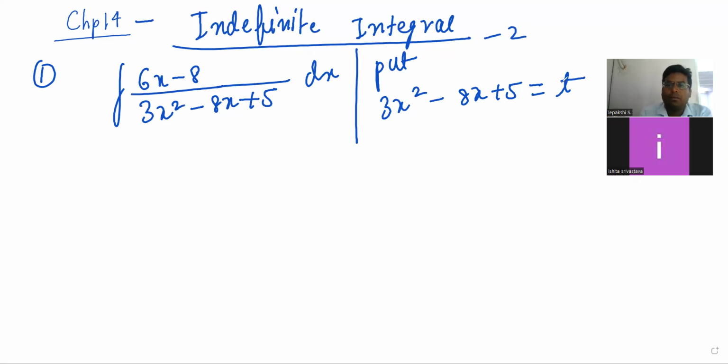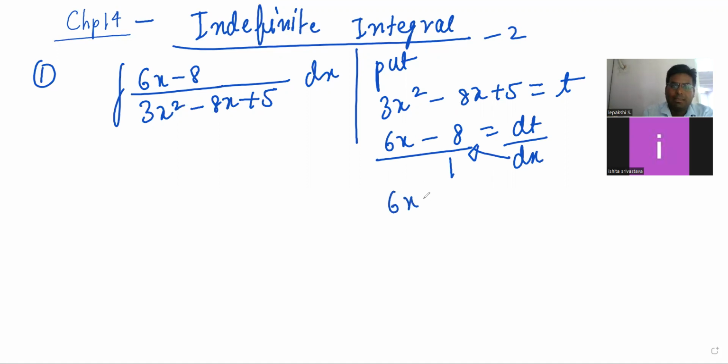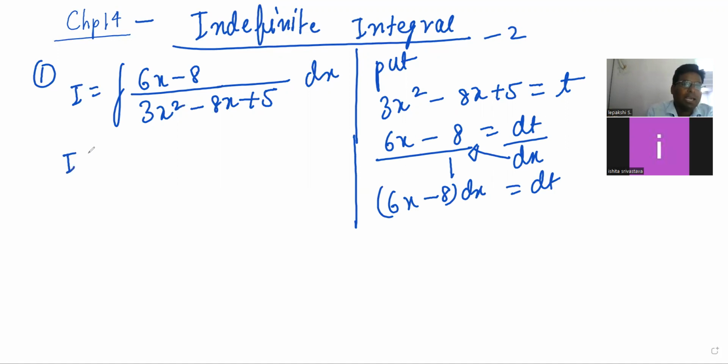Now, after putting, differentiate it with respect to x. So it will be 6x minus 8 equal to dt upon dx. Now take the dx on the left hand side. So it will be (6x minus 8) into dx is equal to dt. Now put the value in the original integration equation. Then I equals integration. Instead of (6x minus 8) dx, you can write dt, and the whole denominator will become t.